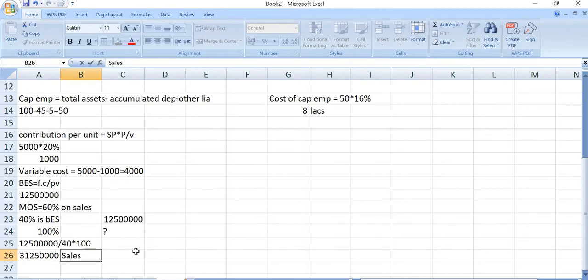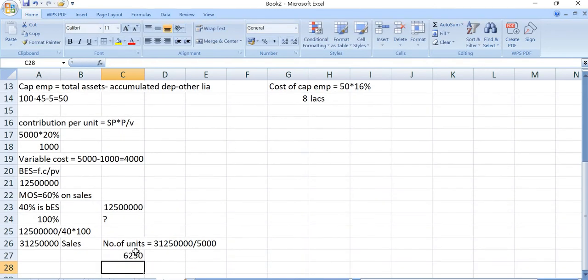If I require the number of units, I can easily find that out. That is 3 crore 12 lakh 50,000 divided by 5,000. So this will bring my number of units also. At this stage also you can calculate, dividing by 5,000. That means 2,500 units. So either way you can calculate. It's up to you.